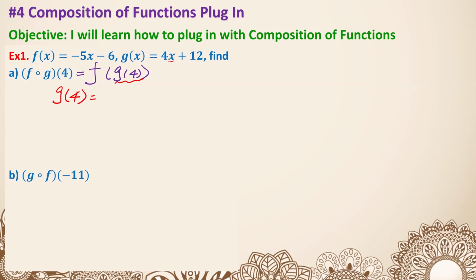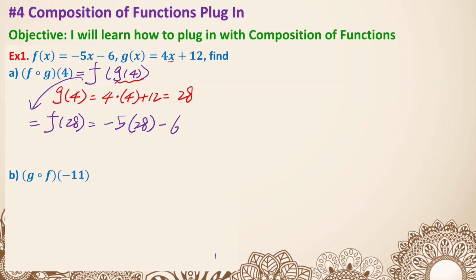That means looking at g, anywhere we see x, replace it with a 4. So it's 4 times 4 plus 12, which is 16 plus 12, which is 28. And after we find that, now the question changed. Because we already know g of 4 is 28, so that is actually the same as f of 28. So now we're going to look at f and replace the x with 28. So it's negative 5 times 28 minus 6. So we have negative 140 minus 6, which is negative 146.